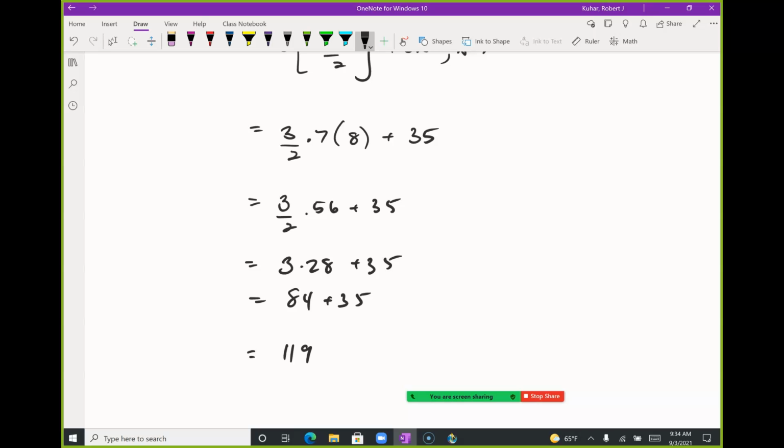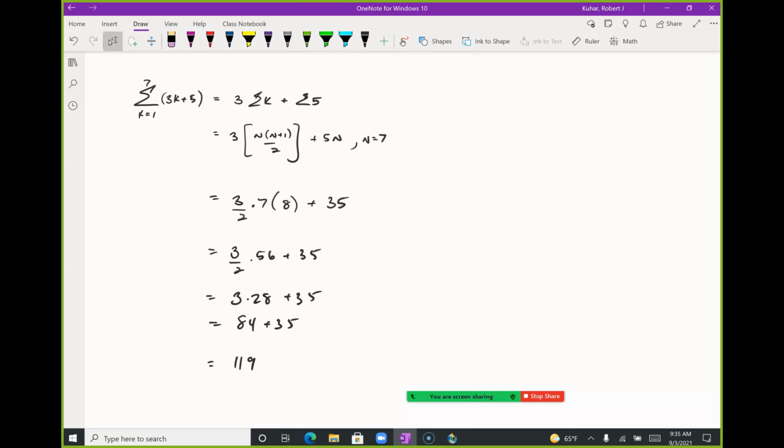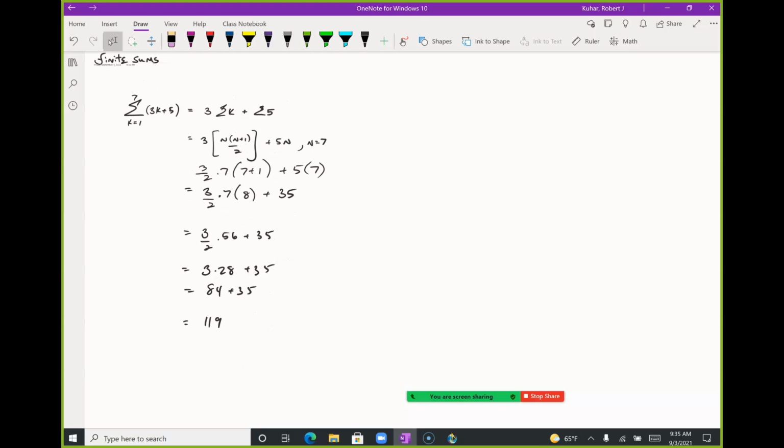Yes, Rafat. Can we do one where we don't skip steps, like back when we had 3 over 2 times 7 times 8 plus 35? You said we skipped. Yes. So I skipped 3 over 2 times 7 times 7 plus 1, plus 5 times 7. I just skipped plugging in the 7. Okay, I see. Yeah, and please, if I ever skip steps, and I skip steps all the time, and you need me to show it, please do.